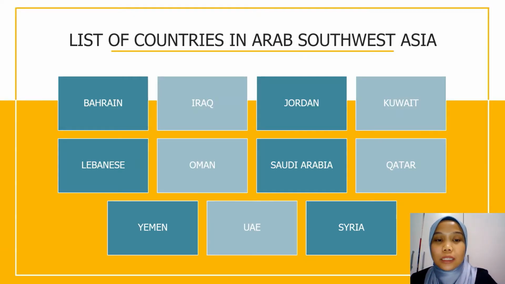We begin with a list of countries in Arab Southwest Asia, referring to Bahrain, Lebanon, Iraq, Oman, Jordan, Saudi Arabia, Kuwait, Qatar, Yemen, the UAE, and Syria. The Arab Southwest Asia countries are differentiated by forms of government, emphasis within Islam, and natural resources of oil and water. The differences in natural resources and economic management produce a wide range of economic status, from countries that remain poor to those that rival the world's wealthiest.